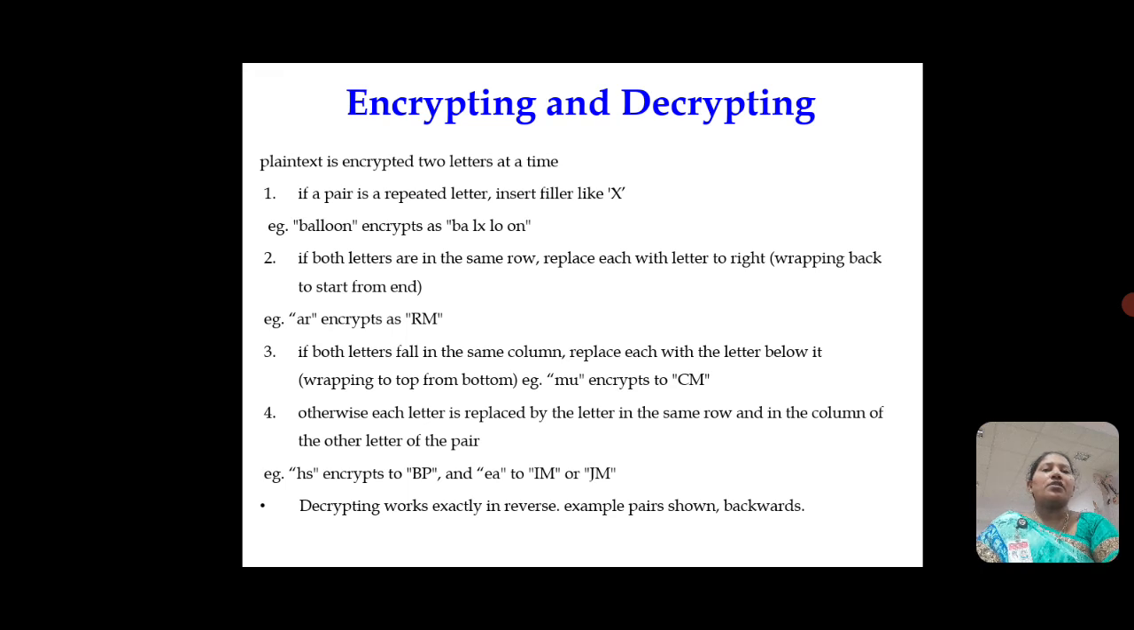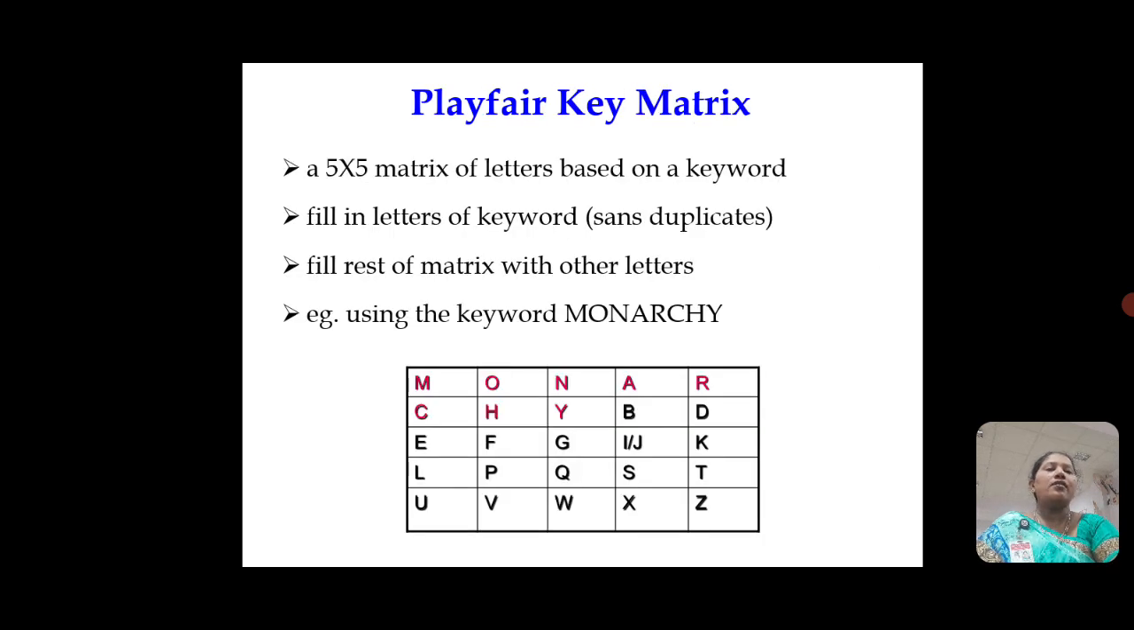So what is your fourth step? Each letter is replaced by the letter in the same row and in the column of the other letter of the pair. For example, HS. Take the letters H and S. Where is H? H is in the second row, second column. S is in the fourth row, fourth column. So how will you replace this H and S?